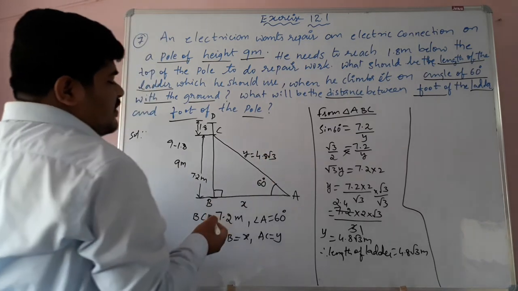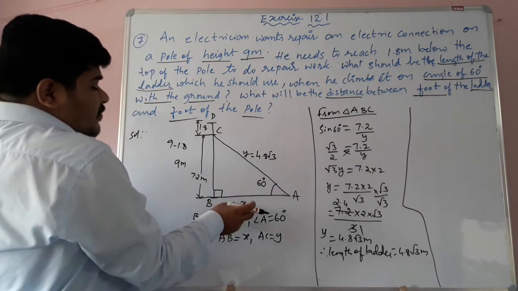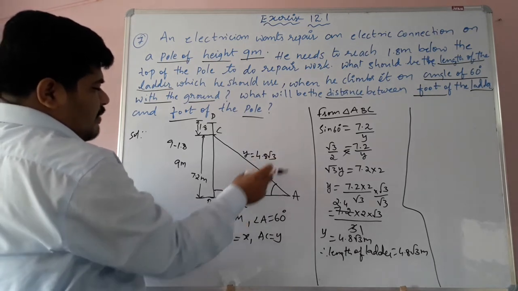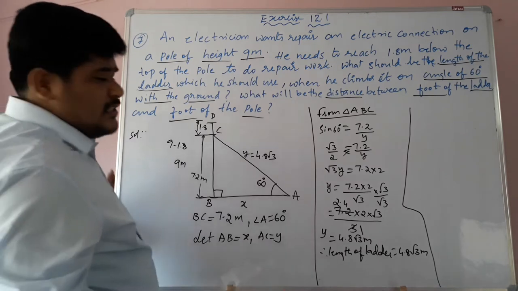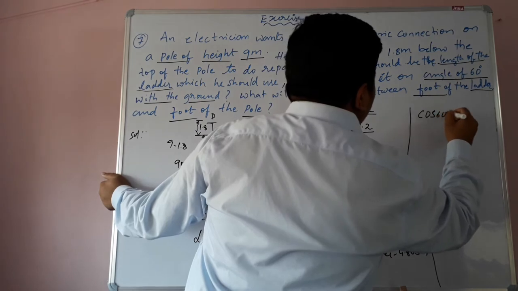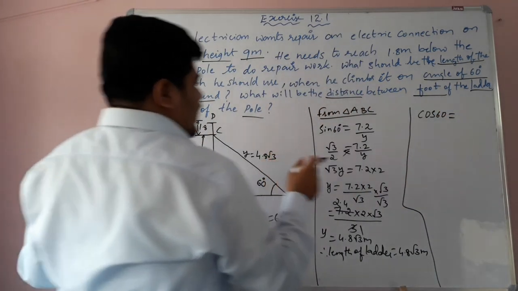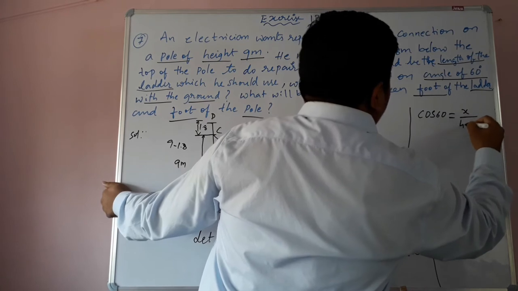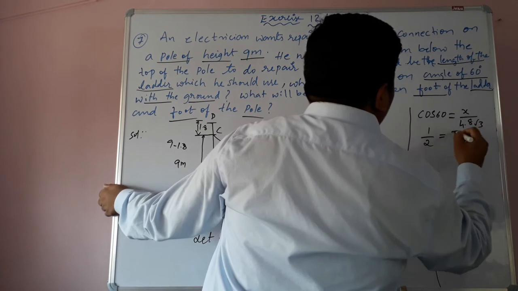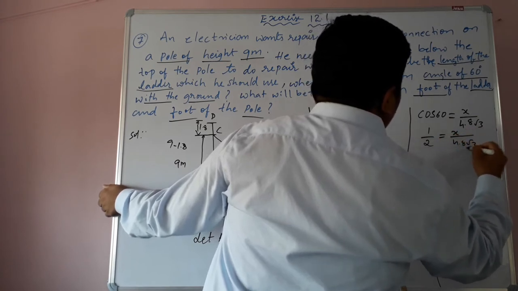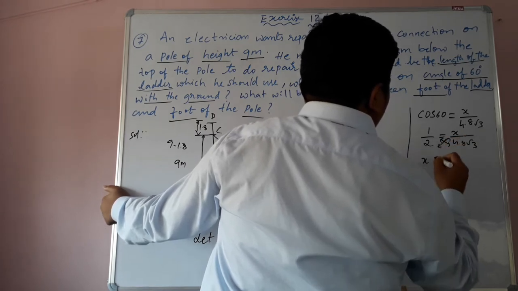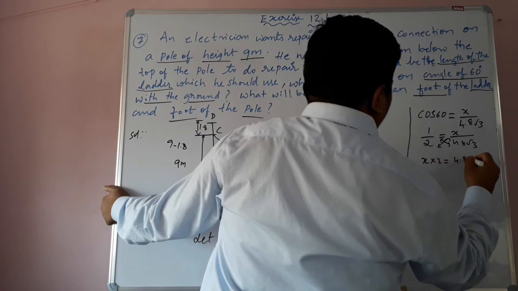So students, now we need the value of x. So adjacent side by hypotenuse, if we take that, that is also okay, cos 60. Adjacent side by hypotenuse is called cos theta. So cos 60 is equal to adjacent side by hypotenuse, that is x by 4.8 root 3. So cos 60 value, half, is equal to x by 4.8 root 3. So by cross multiplication we will get x into 2 is equal to 1 into 4.8 root 3.